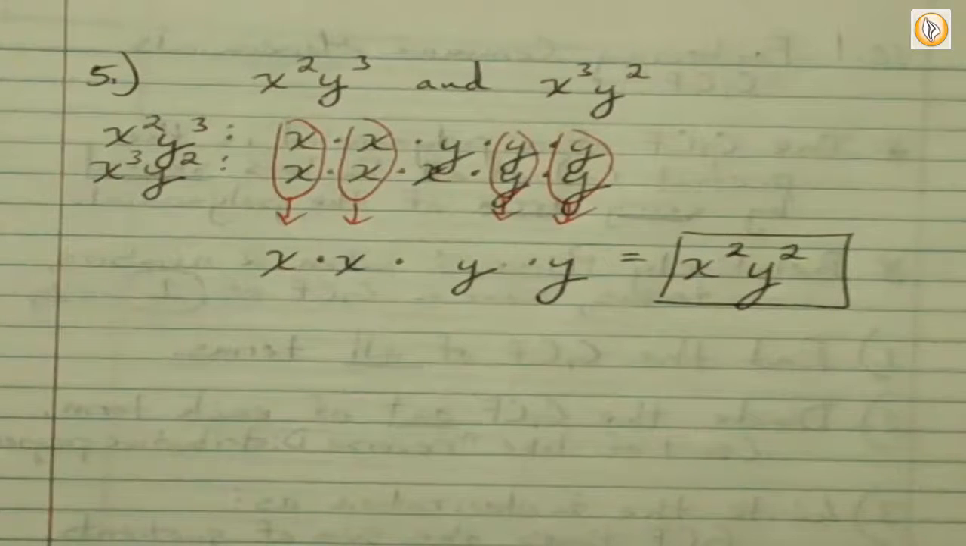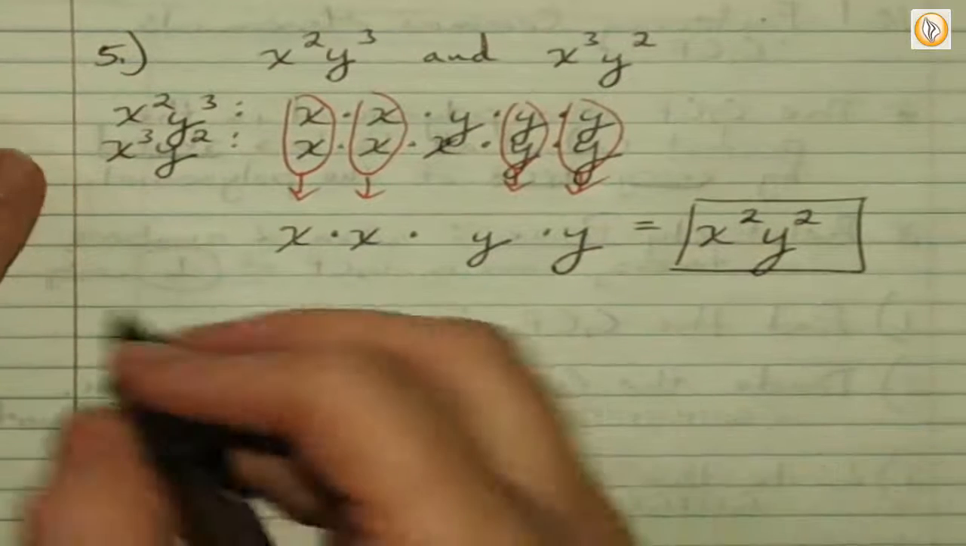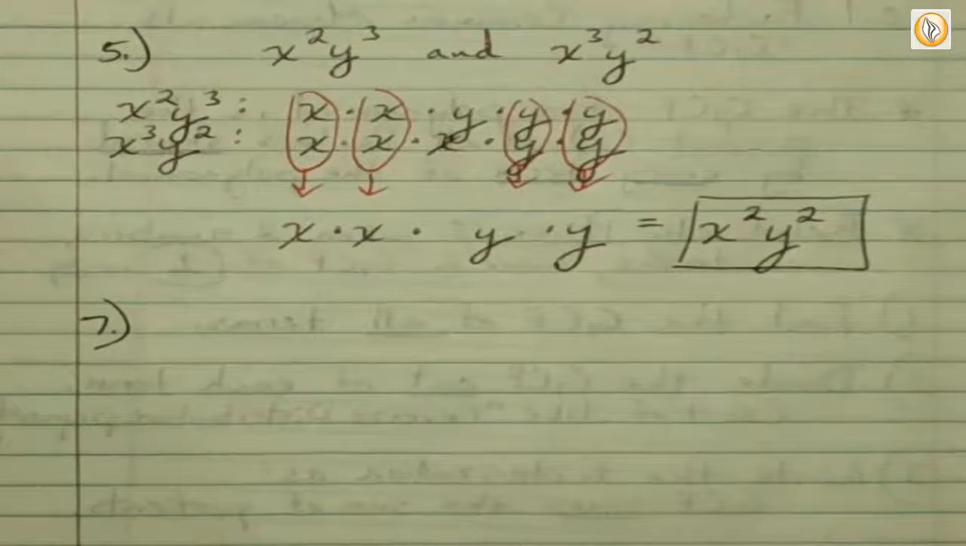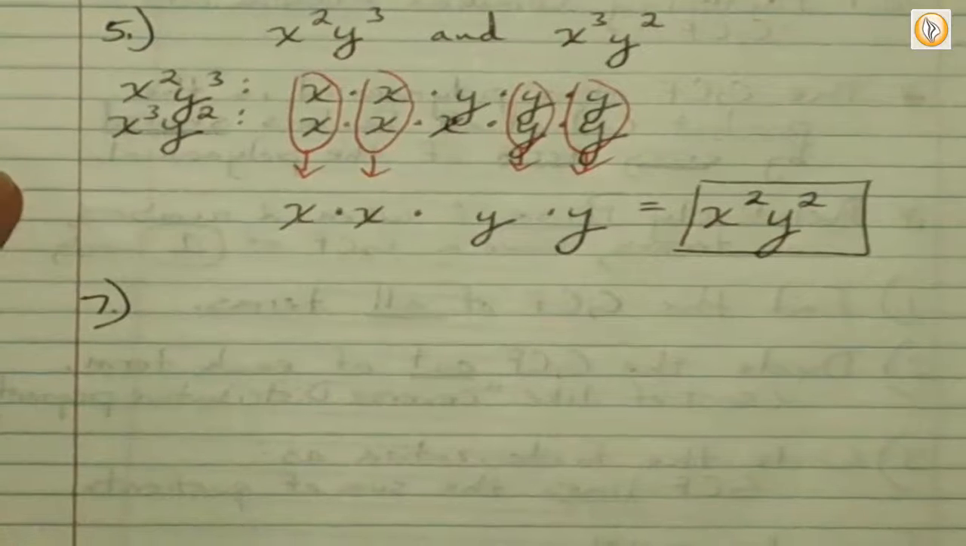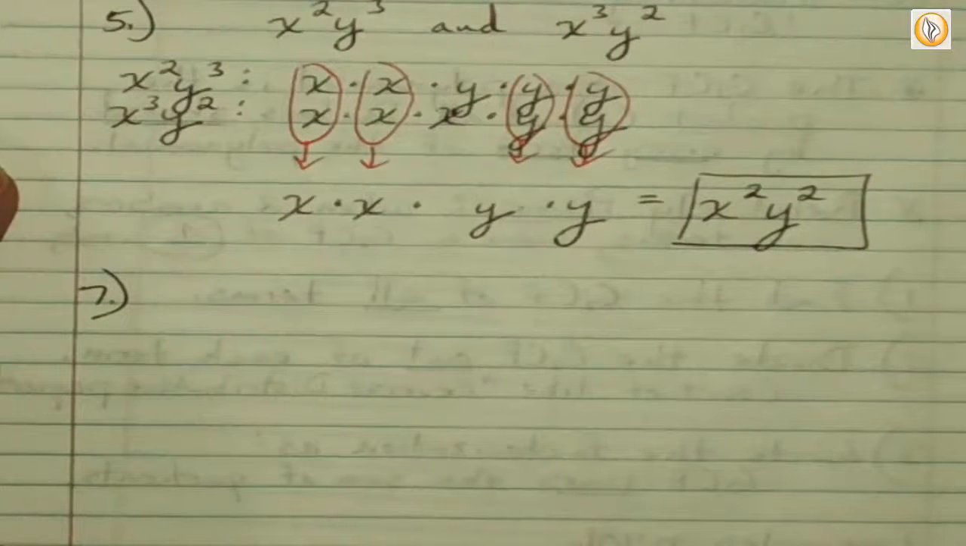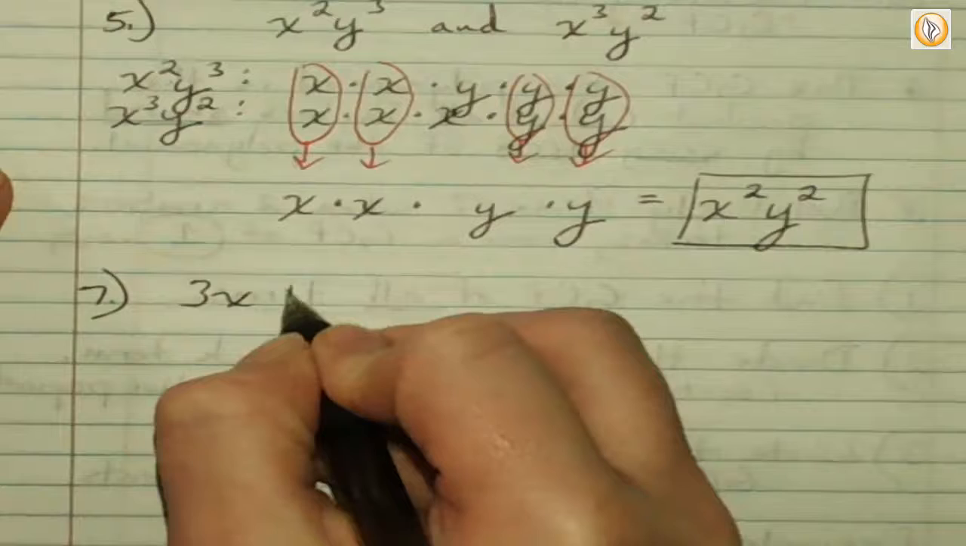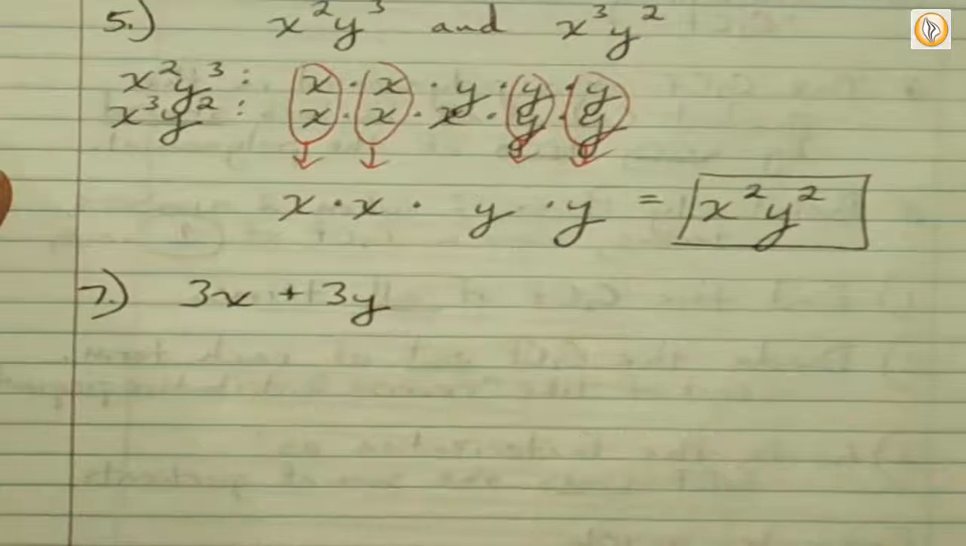I'm going to do an easy one. Let's look at 7. This is what you're doing today. So it says factor. You're going to factor the polynomial. I'm going to show you one example of an easy one, and then you're going to be like, oh, that's it? Literally. Okay, so 7 is 3x plus 3y.